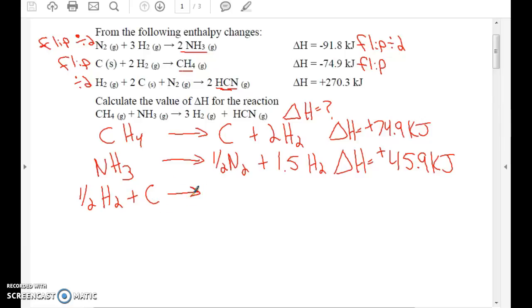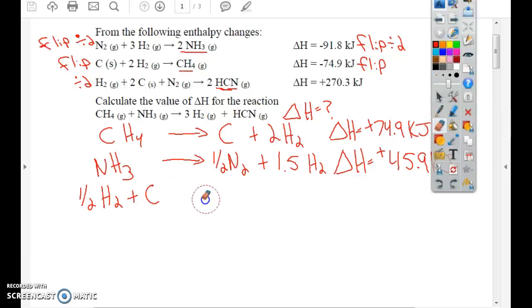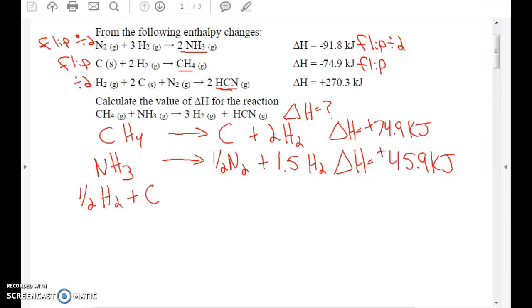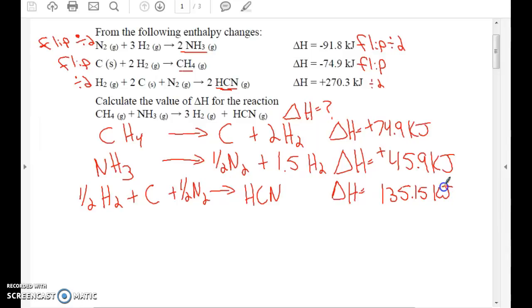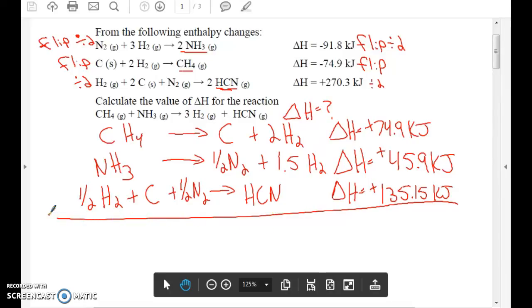Oh, I forgot about the nitrogen. Sorry. The 1 mole of nitrogen gas becomes a half mole of nitrogen gas. And 2 moles of HCN become 1 mole of HCN. Now, since I divided the chemical reaction by 2, I have to take the heat term and divide it by 2, and that positive 270.3 kilojoules becomes 135.15 kilojoules.